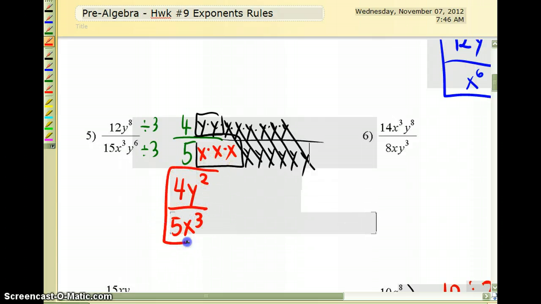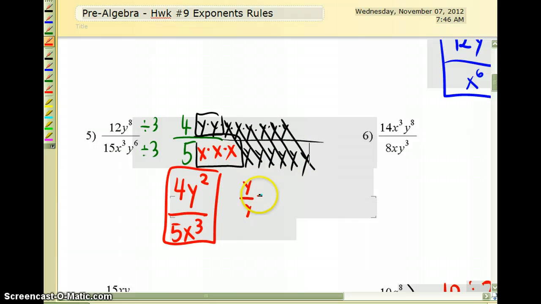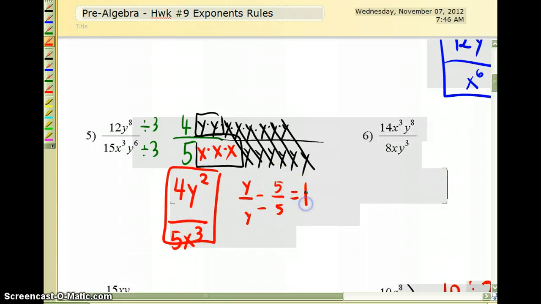Remember, the reason why I'm canceling out the y's here is because y divided by y is the same as a number like 5 divided by 5, which would give me the answer 1.